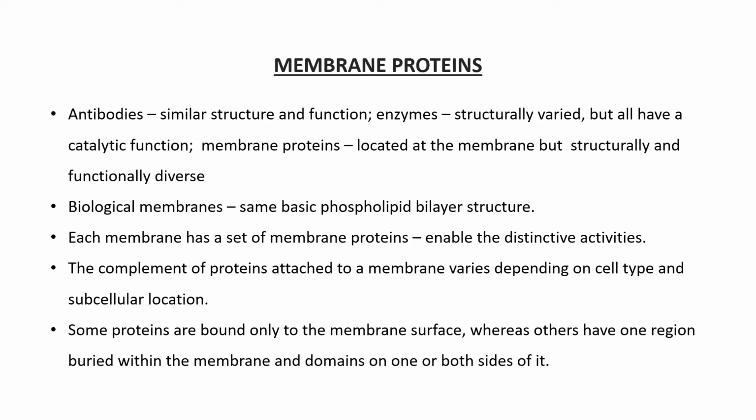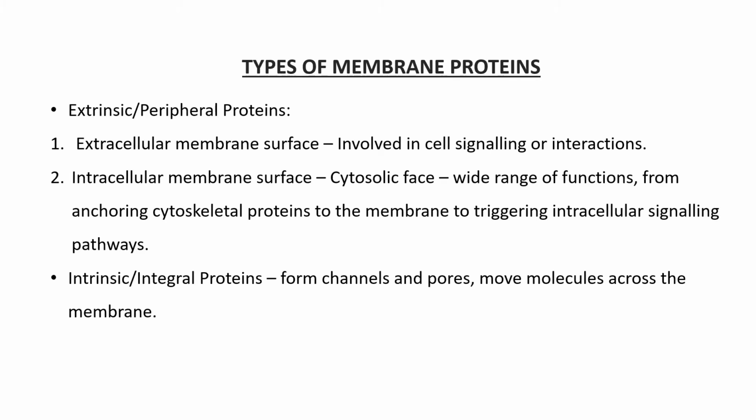And some proteins are bound only to the membrane surface, whereas others have one region buried within the membrane or with the domains on both the sides of the membrane. So, with this, let us try to know the different types of membrane proteins. The first type of membrane protein is the extrinsic or peripheral membrane protein.